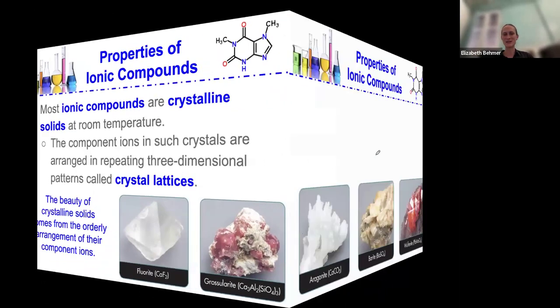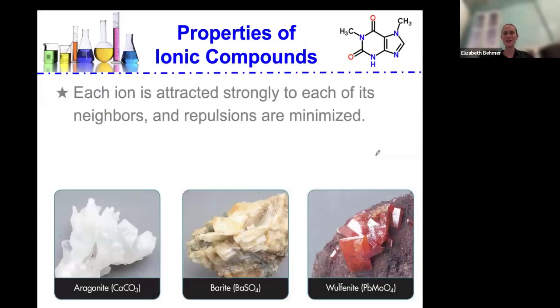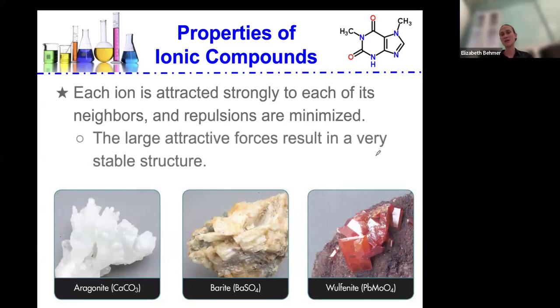More properties of ionic compounds. Each ion is attracted strongly to each of its neighbors, and repulsions are minimized. So the large attractive forces result in a very stable structure. And we can see that in these ionic compound structures here. A very stable structure because each ion is strongly attracted to their neighbors and repulsions are minimized.